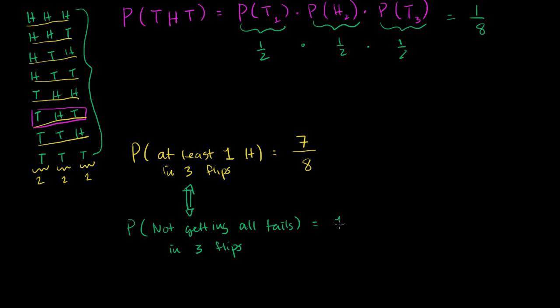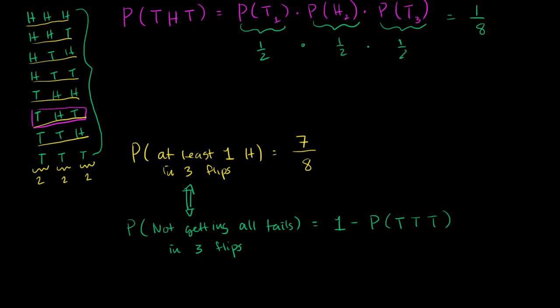So what's the probability of not getting all tails? Well, that's going to be 1 minus the probability of getting all tails. And since it's 3 flips, it's the probability of tails, tails, and tails. Because any of the other situations are going to have at least one head in them. And that's all of the other possibilities, and then this is the only other leftover possibility. If you add them together, you're going to get 1.